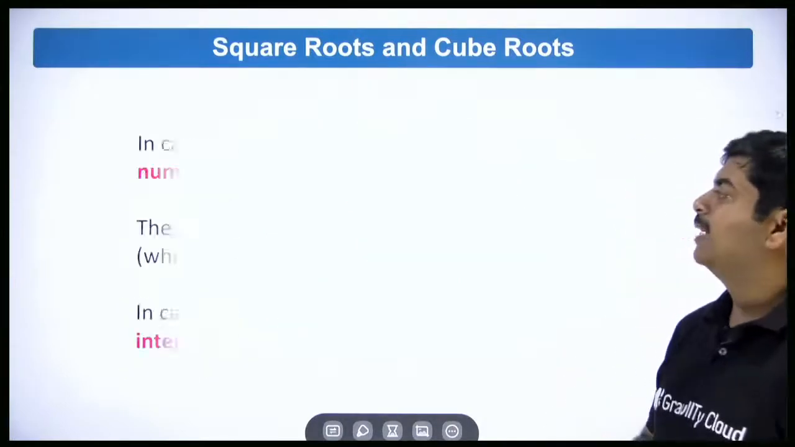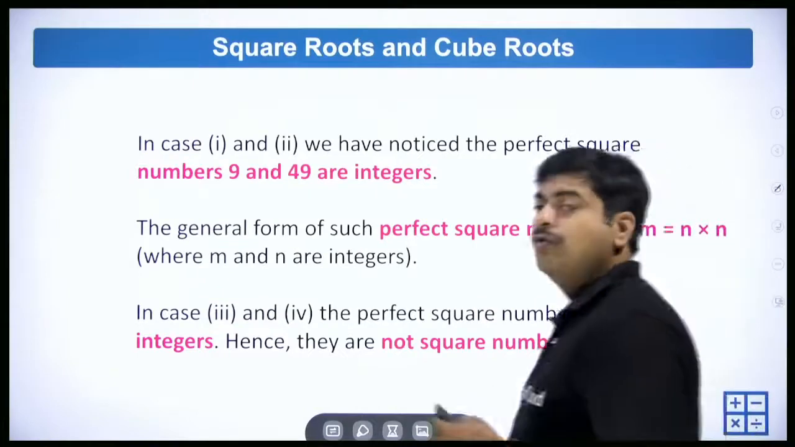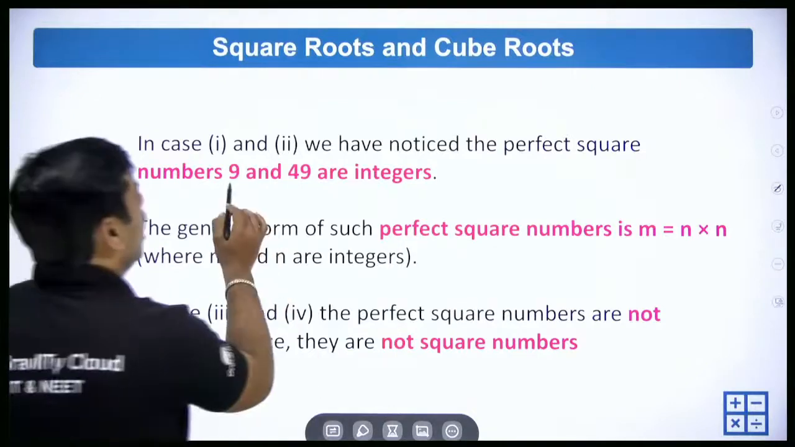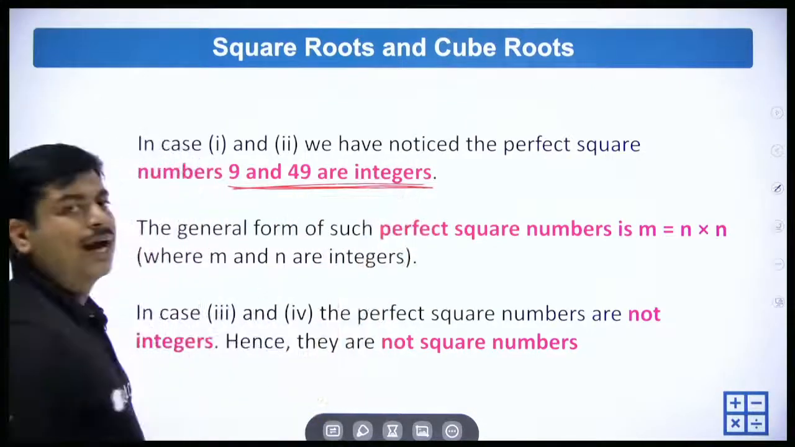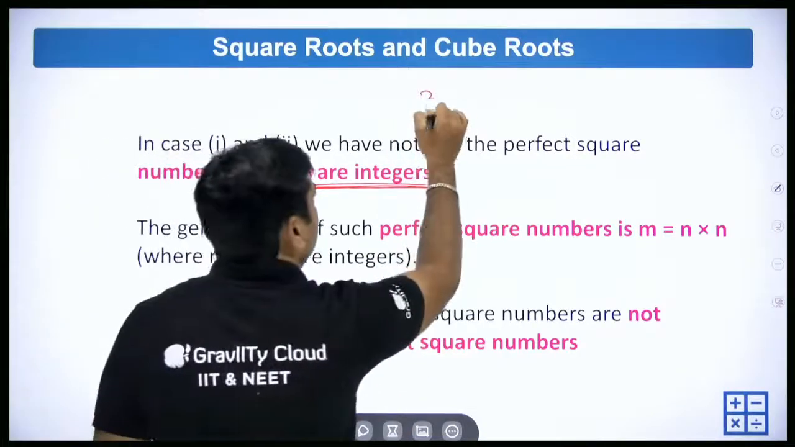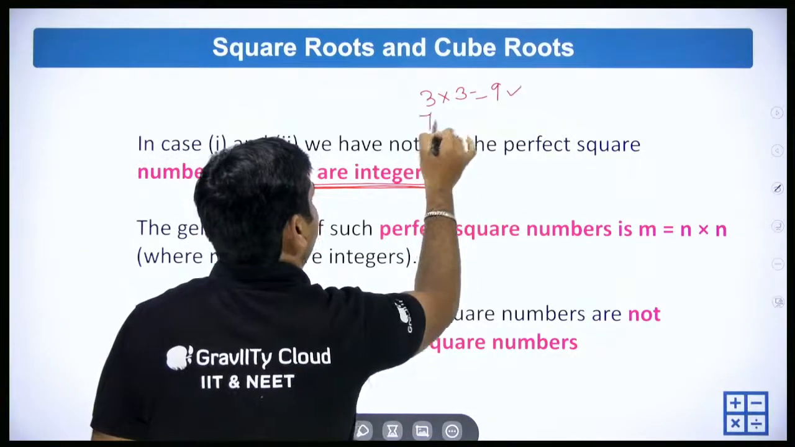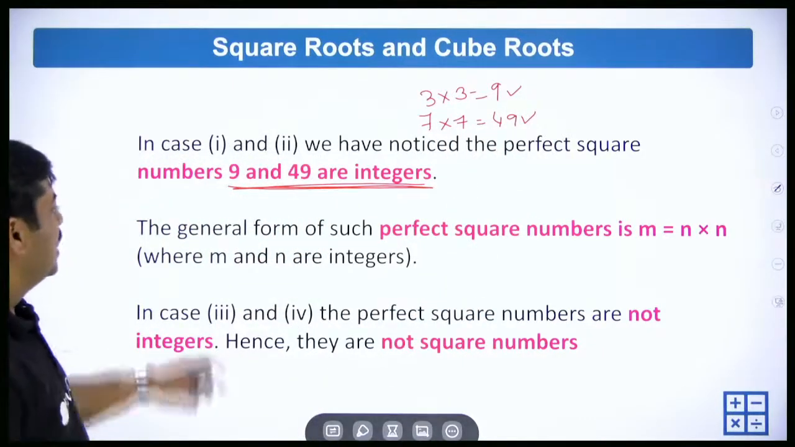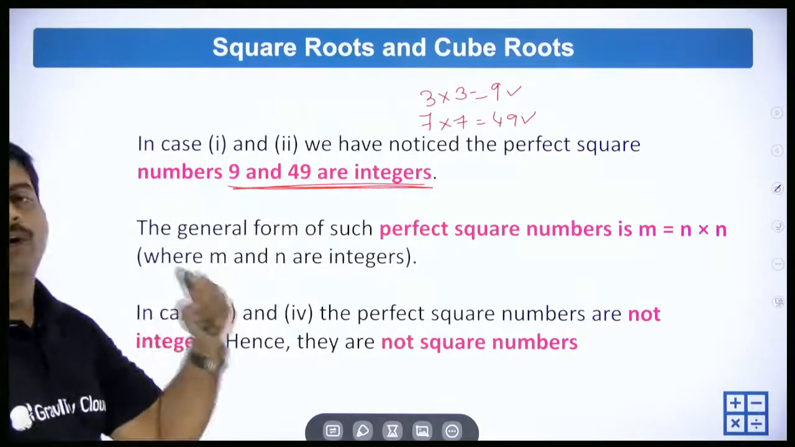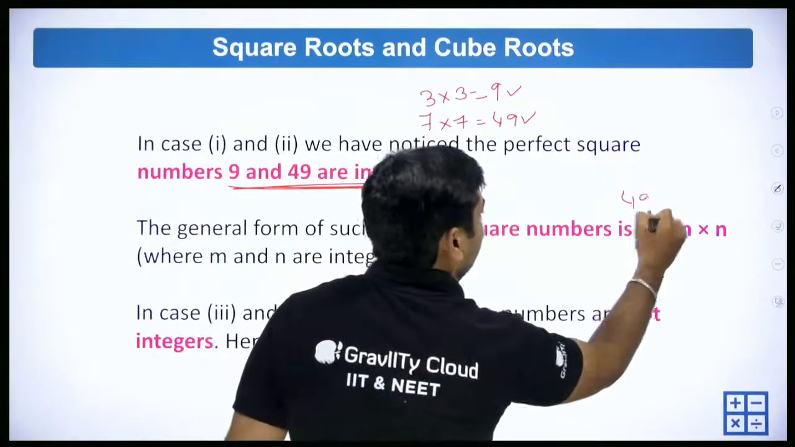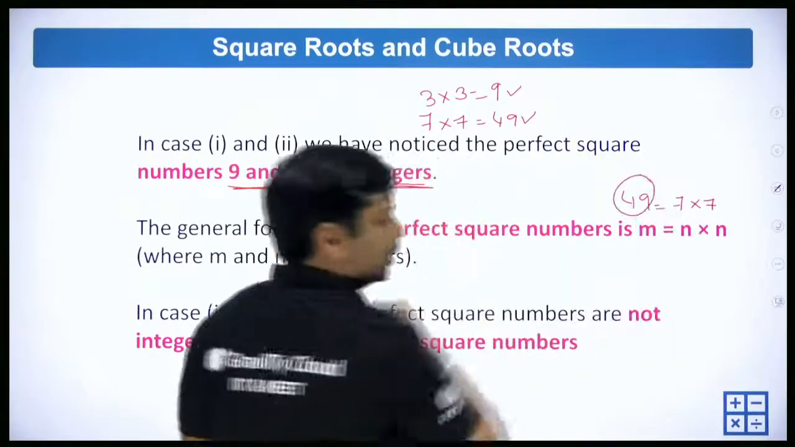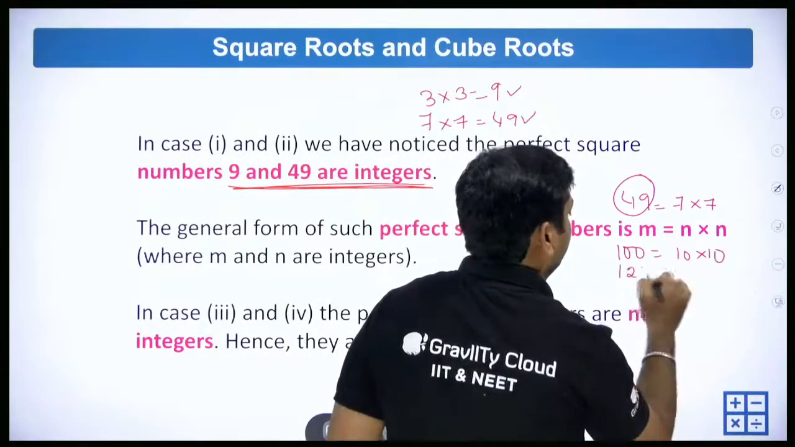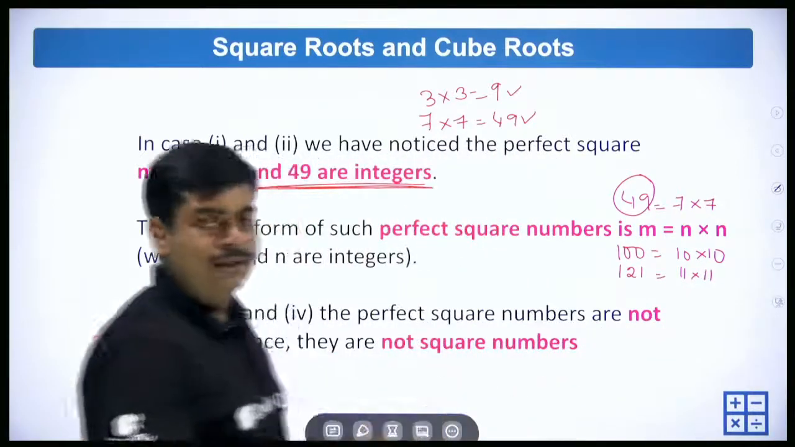So what difference does that make? In the case of 1 and 2, we have noticed, right? The perfect square numbers 9 and 49 are integers. Yes, 3 into 3 is 9. It's a perfect integer. 7 into 7 is 49. It is a perfect integer, right? So they are perfect squares and integers. The general form of such a perfect square number is m equal to n into n. Same, 49 can be written as 7 into 7. Such type of number is a perfect square. So 100 we can write as 10 into 10. 121 we can write as 11 into 11. So all these are perfect squares.